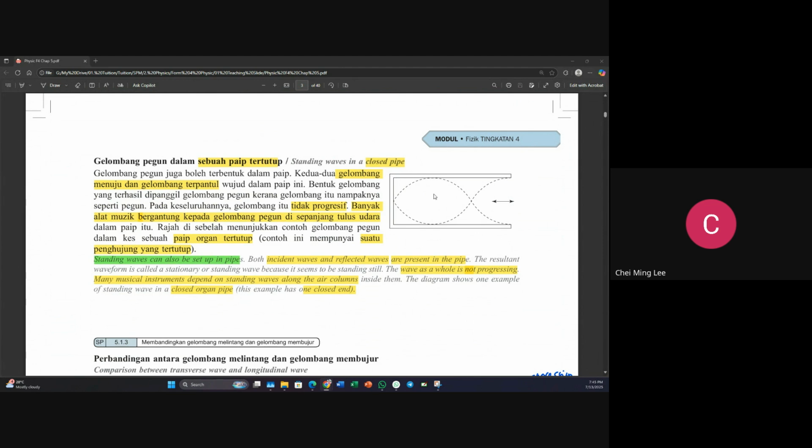No propagation. So musical instruments depend on the standing wave along the air column inside them, especially those that need air inside, like the saxophone. I don't know what you call it. We have the saxophone, like, wait, I forget the name of that one.